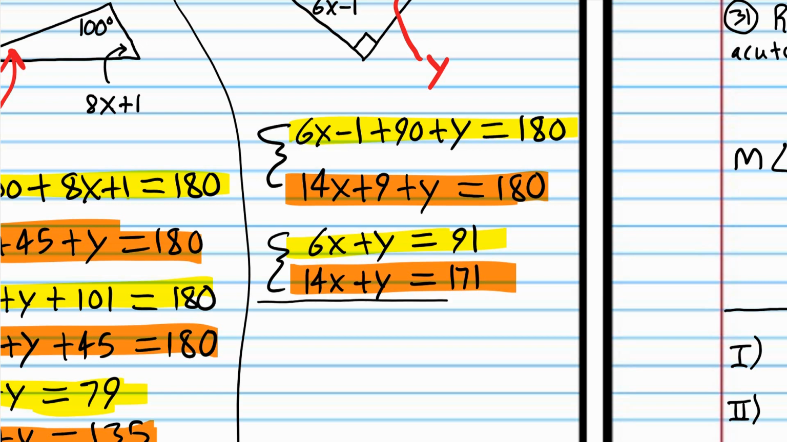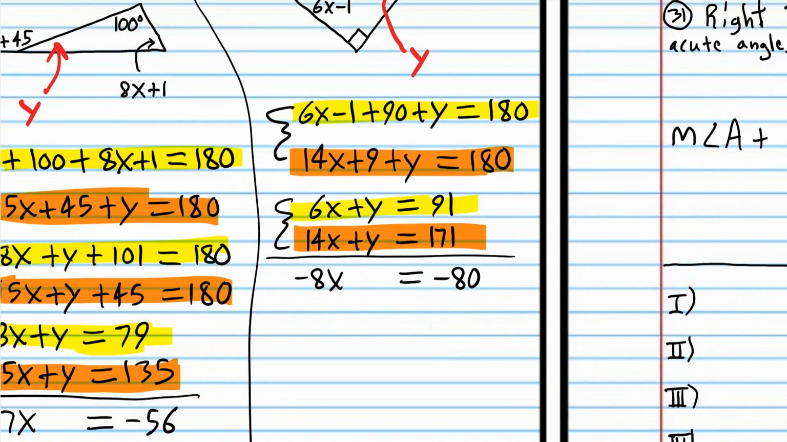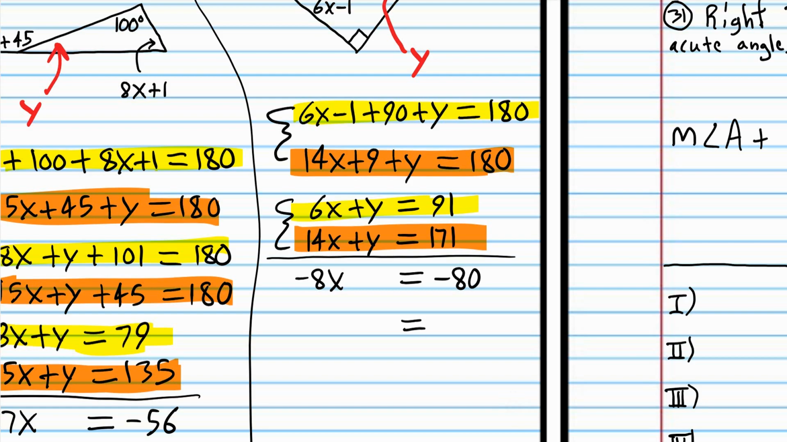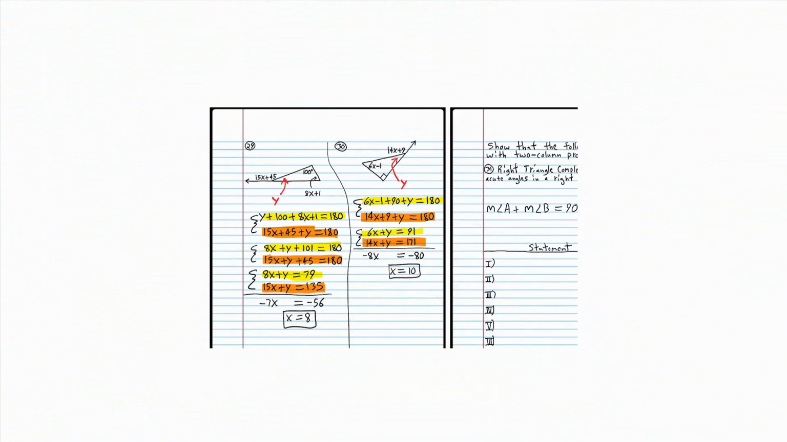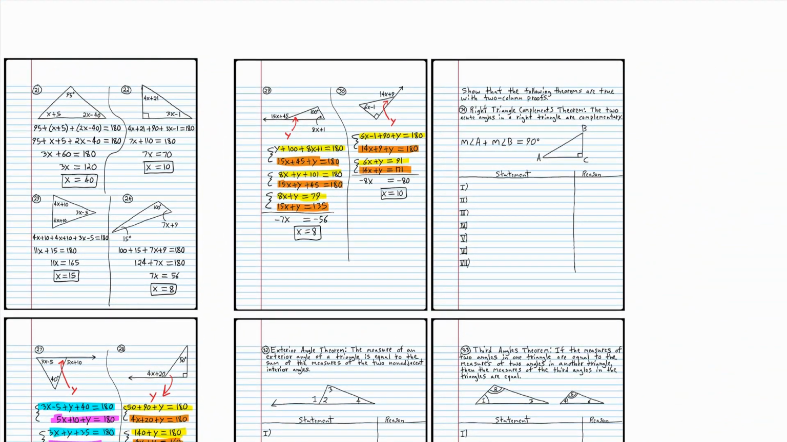And then we're going to use elimination, subtract the orange equation from the yellow equation. And 6x minus 14x is negative 8x. y minus y is just 0. That disappears. 91 minus 171, you can do that in your calculator if you want. 91 minus 171 is negative 80. Divide both sides by negative 8, and you get x is equal to 10. So if you got 10, good job. So that was the triangle sum theorem.